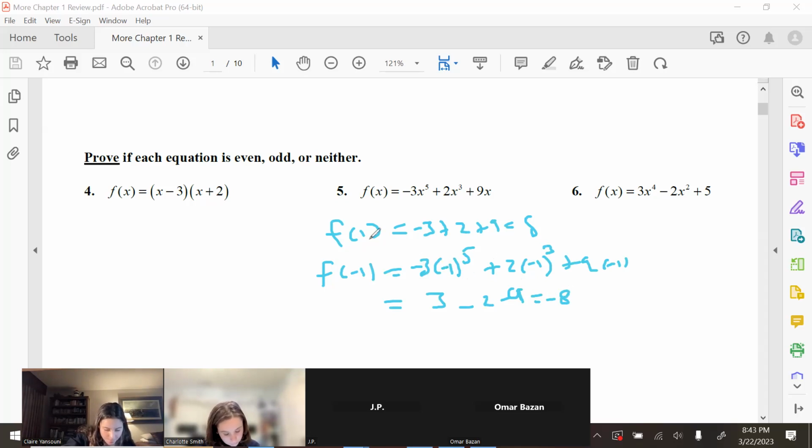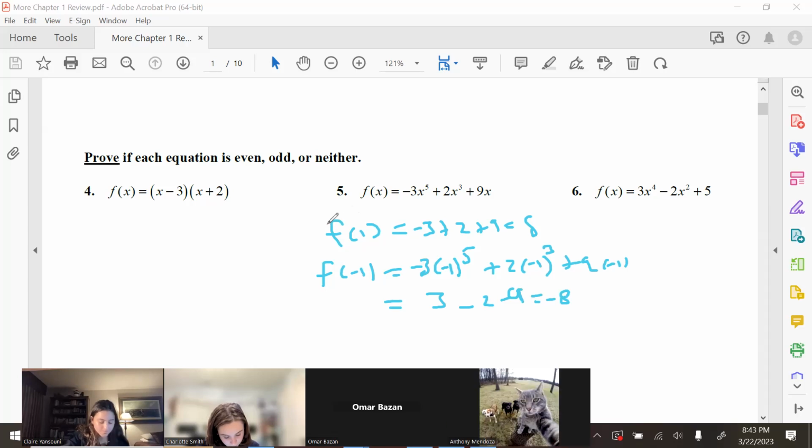So wait, the strategy for number 5, it's just like plug in 1 and plug in negative 1 and see if they change? Well, if you do that, I'm not going to give you full credit because I am going to ask for an algebraic solution. Just doing that, but you can check. Just make sure you got it right.